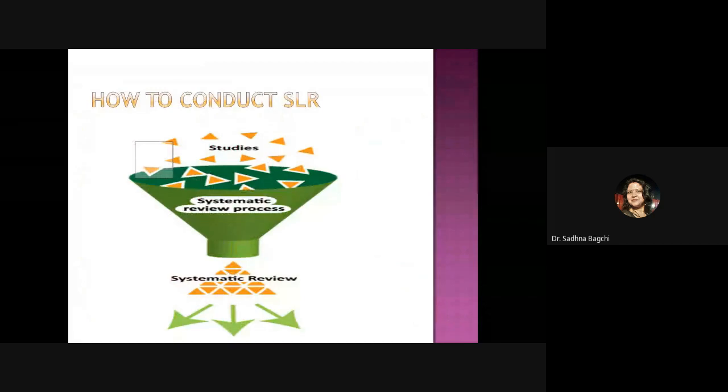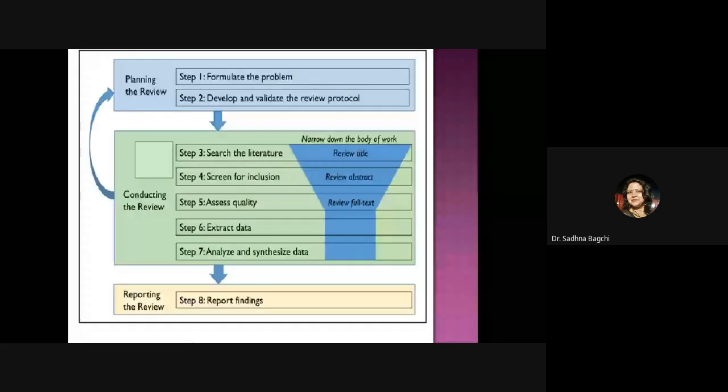Now, how to conduct an SLR? SLR is everywhere now. Everyone is talking about the systematic literature review. When you see any articles, there is no scope for the traditional literature review. Now everyone asks how to conduct the systematic literature review. Here, the systematic literature review has three phases, starting with planning the review.